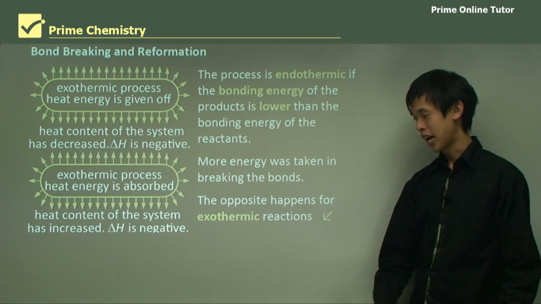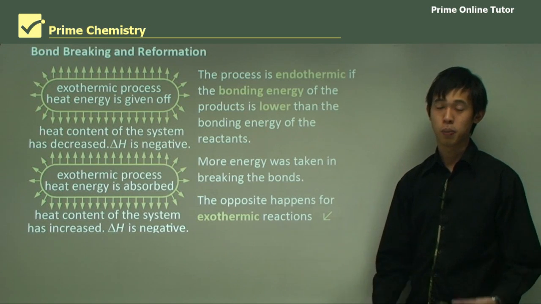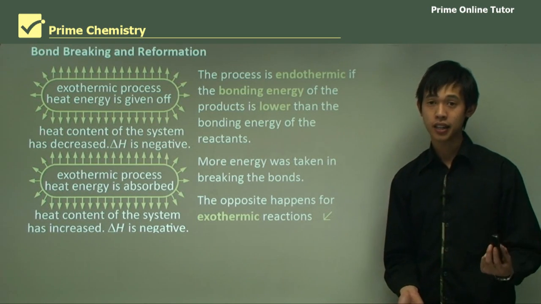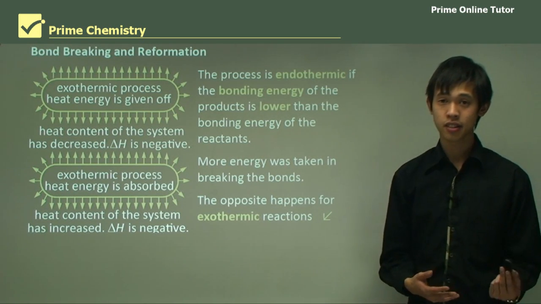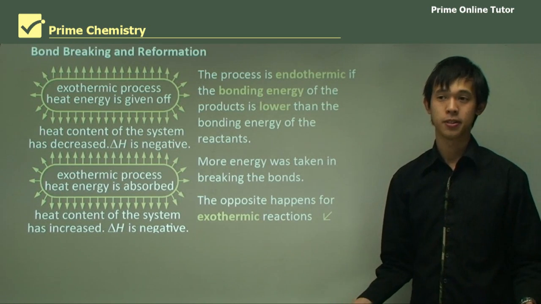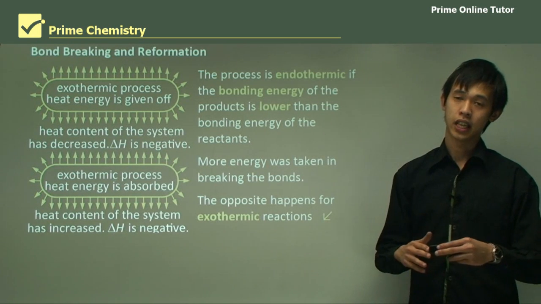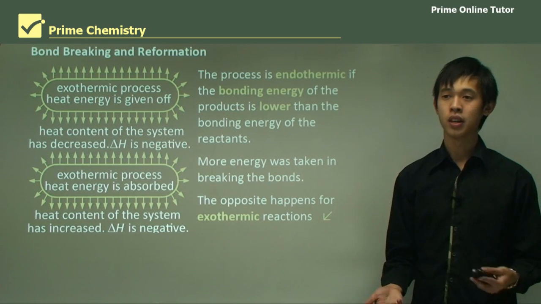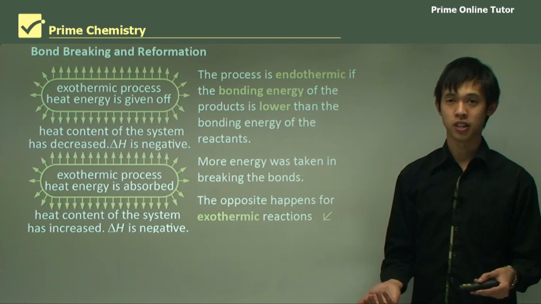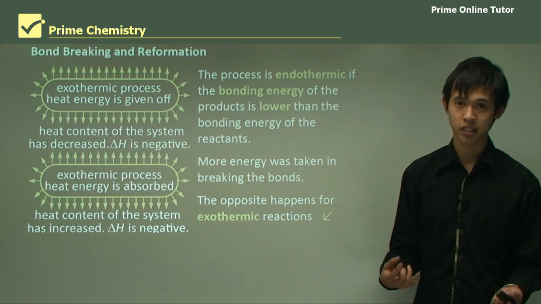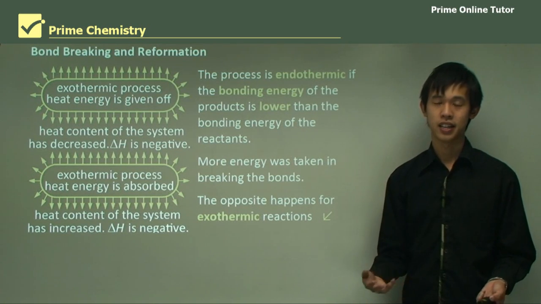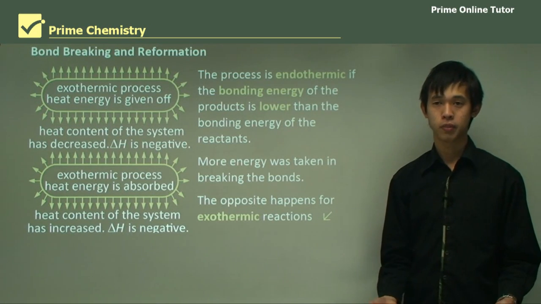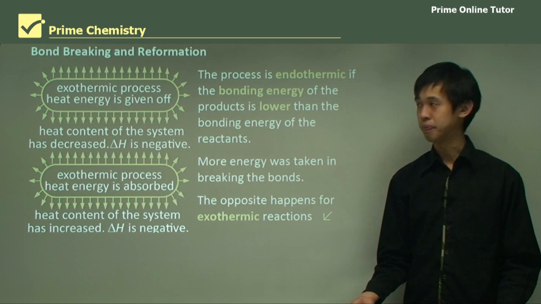So of course the opposite happens for exothermic reactions. The bonding energy will be higher in the products than in the reactants, and energy will be given out by the system. So what that means is that the bonds broken are fewer than the bonds formed. So that gives you the opportunity to make lots of new bonds, which means there's lots of energy release, and that gives you energy out that you can feel.